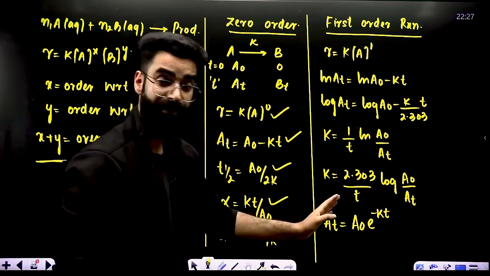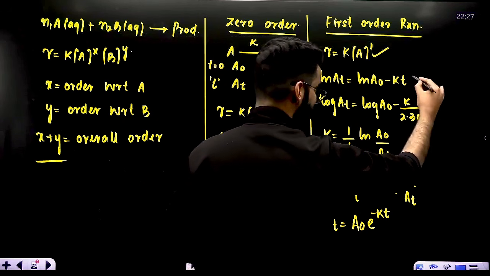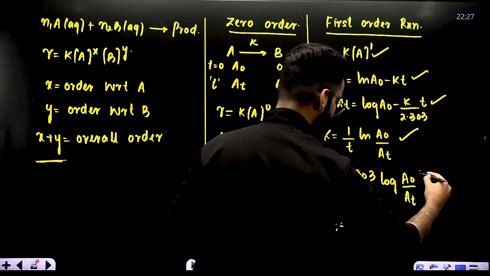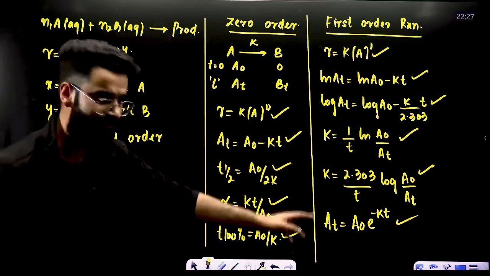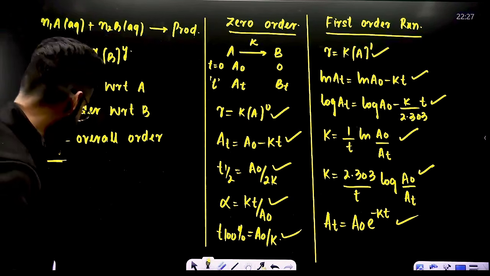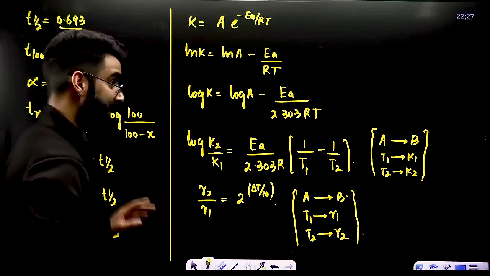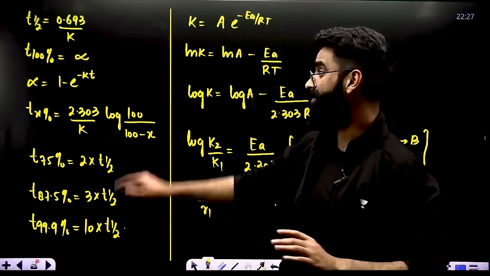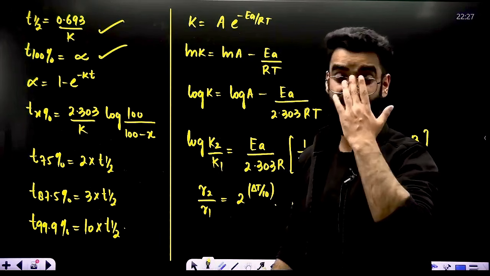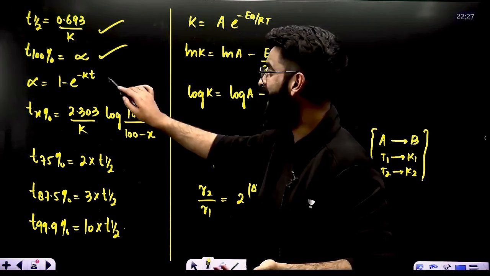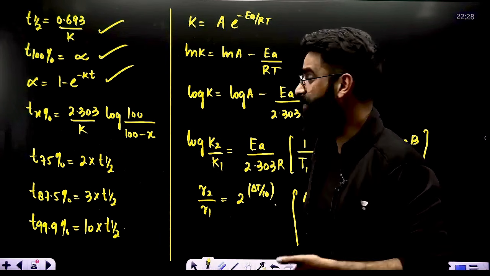Again, when it comes to the first order reaction, this is how you write the rate law. And these are the different formats of the integrated rate equations in case of first order kinetics. You need to remember all of them. I have taught this in detail in the sessions if you remember. Perfect. Similarly, half-life in case of first order is 0.693 by K. Completion time is infinite. That means a first order reaction never undergoes 100% completion. Alpha is equal to 1 minus e raised to power minus Kt.